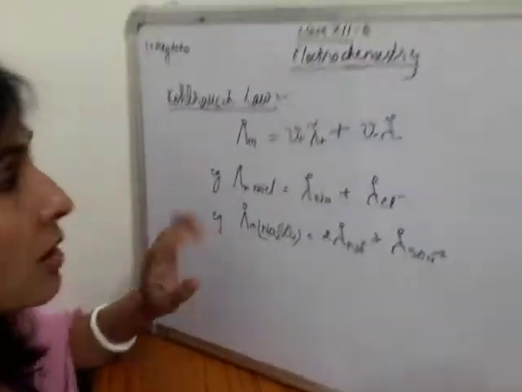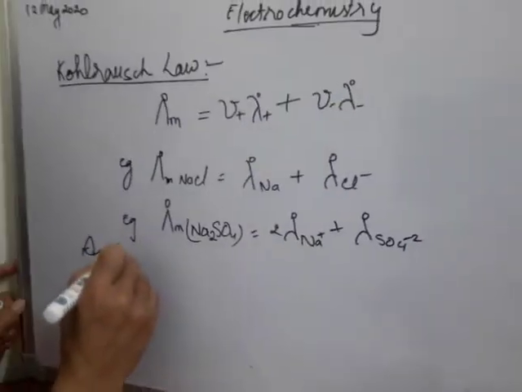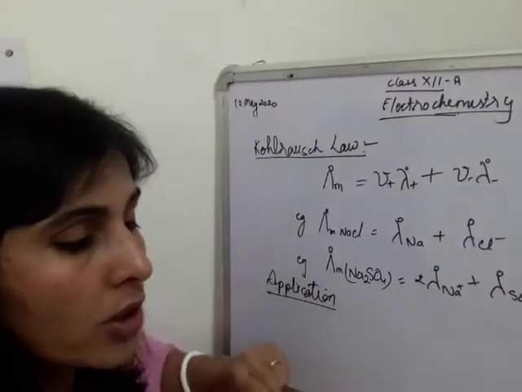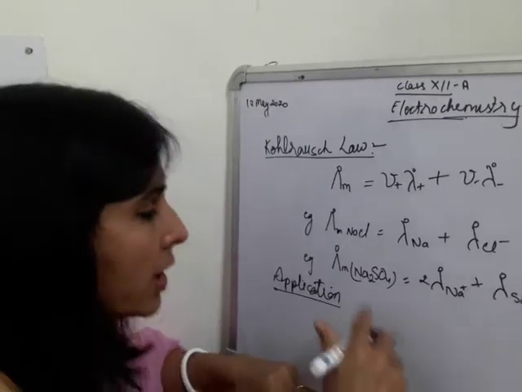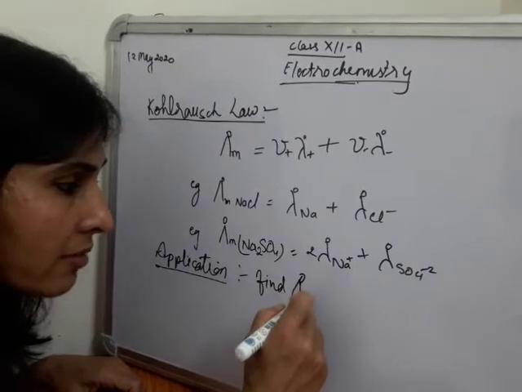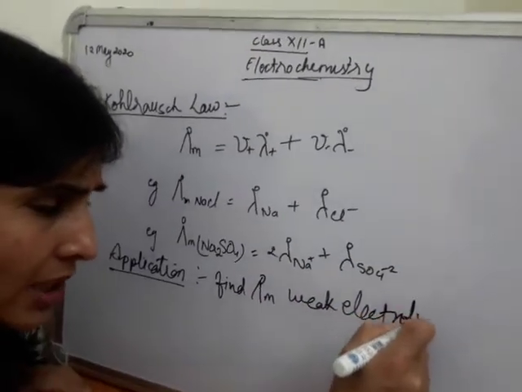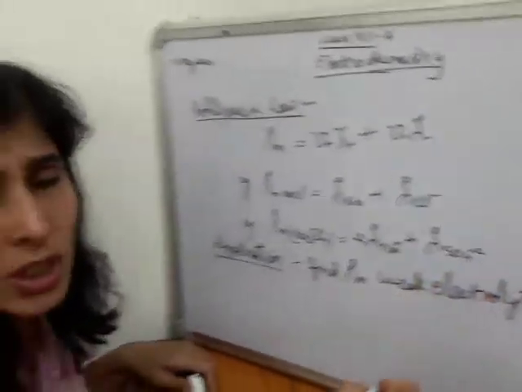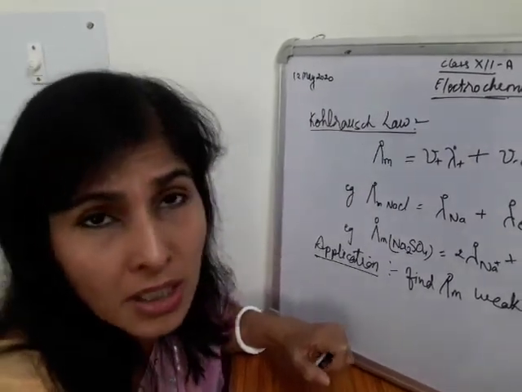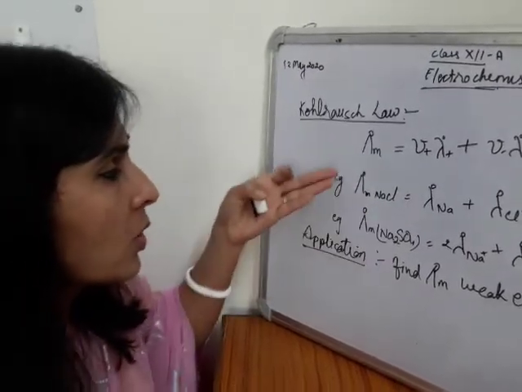One very important thing, the application of Kohlrausch law. Children, application of Kohlrausch law is very important. You can make use of Kohlrausch law to find out the limiting molar conductivity of weak electrolytes. So what is so special about weak electrolytes? Weak electrolytes actually do not ionize completely in the solution. So they pose a really difficult situation to how to calculate their molar conductivity. So we can make use of Kohlrausch law.